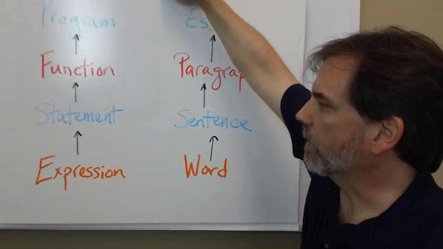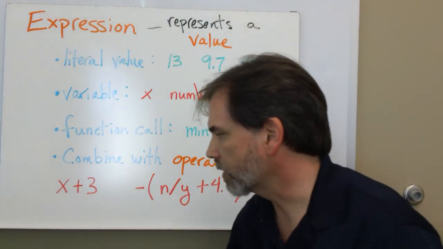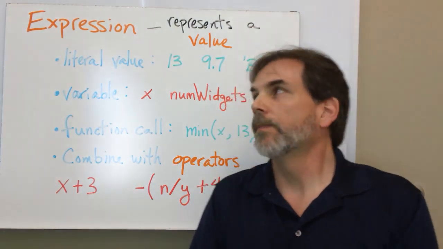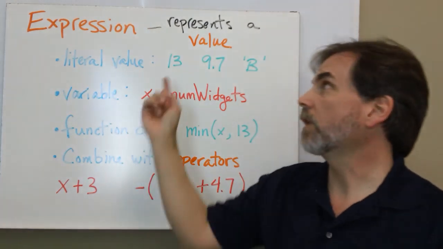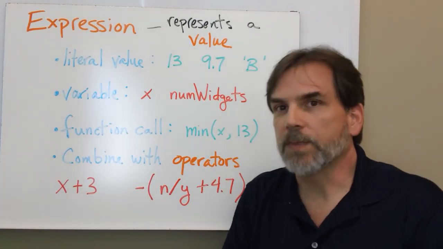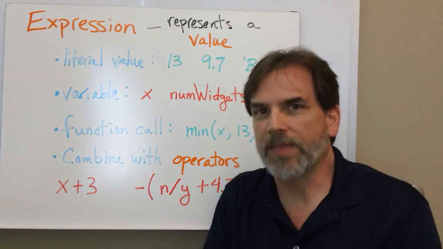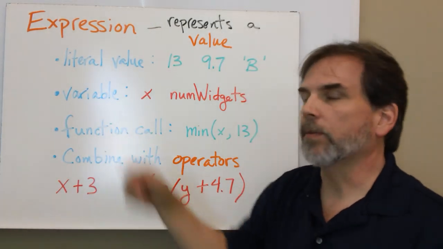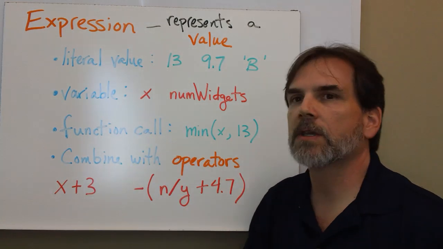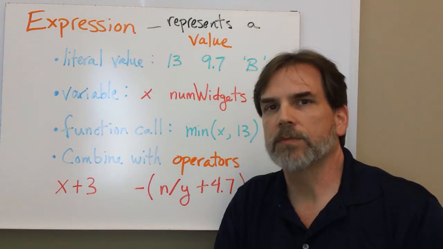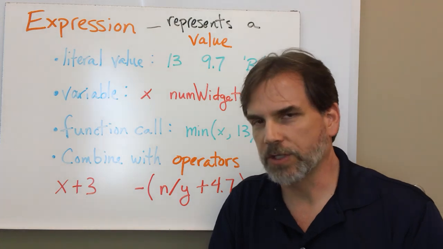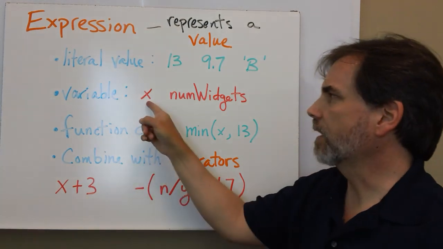We're going to talk about each of these things from the bottom up. So we start with an expression. An expression is something that represents a value in the program. It might be just a literal value, the number 13, the letter B, the number 9.7. So we write a specific constant value in our program. That is an expression. Or it might be a variable. A variable is a placeholder for a certain type of value. So the variable x might be something that holds an integer value. It represents a storage location in the computer, and that storage location can hold a value. And so that is an expression.